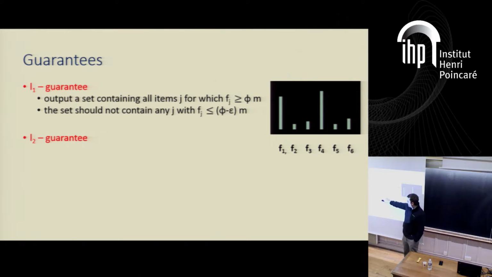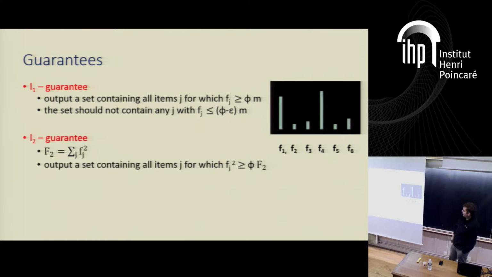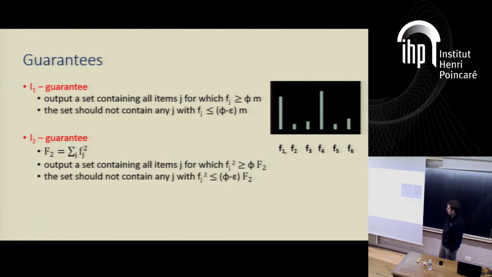There's also the notion of the L2 guarantee, which is sometimes stronger. Here, define the second moment, capital F_2, to be the sum of squares of item frequencies. Analogously to before, what we'd like to do for the L2 guarantee is output a set which contains all items j whose squared frequency is at least phi times F_2. And we don't want to output any item j whose squared frequency is at most (phi minus epsilon) times F_2.